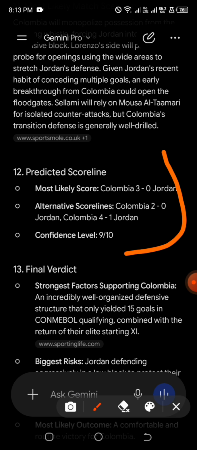So in short, we are expecting more goals in this match, and we have the confidence level at 9/10. Now, instead of going for a straight win for Colombia in this match, I think the best option to go for is predicting more goals, maybe over one or over two.